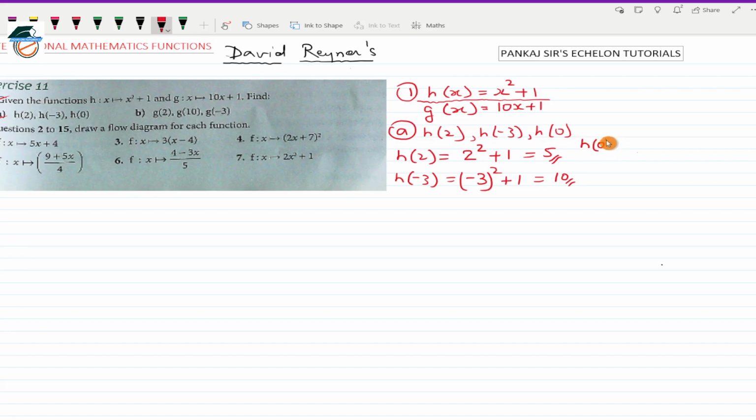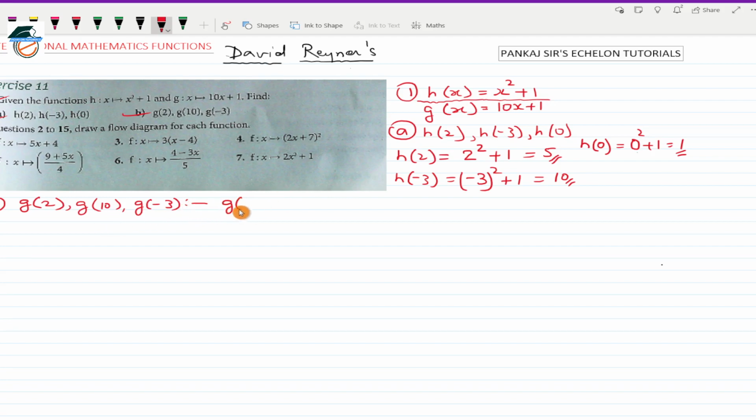Isn't it? h of 0. So to find this, again I'll do the same thing. In place of x, I'll put 0. So it will be 0 squared plus 1, which is equal to 1. So A part of the question we are done with. Let us try B. They have asked you to find out g of 2 first of all, then g of 10, and then g of minus 2. So let us get to it one by one.